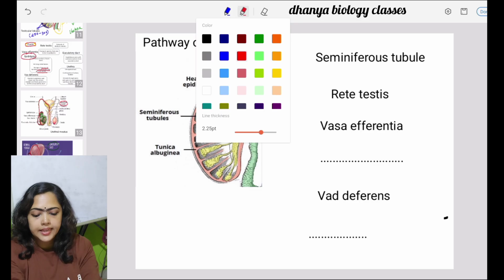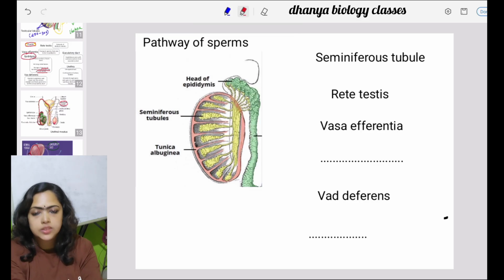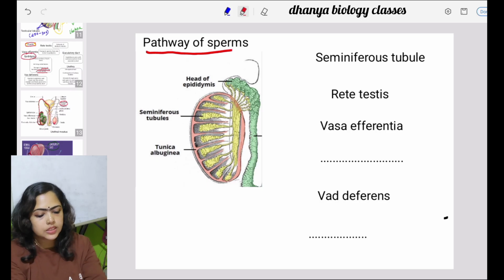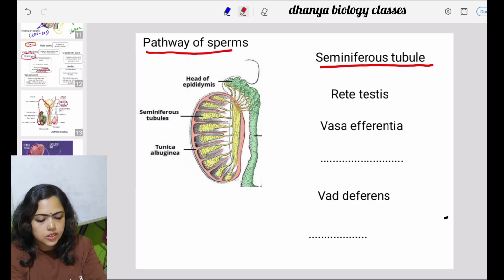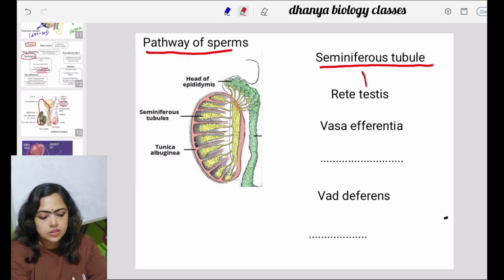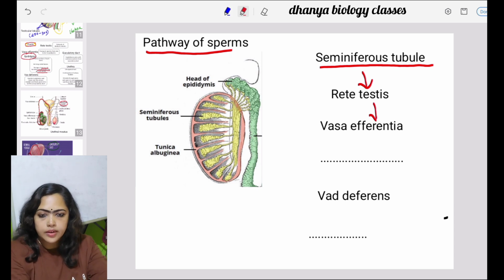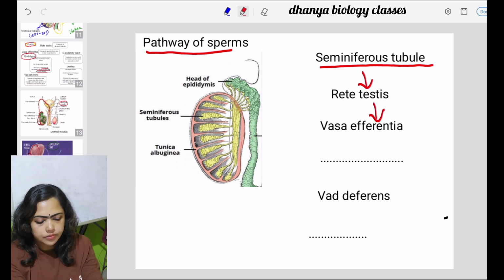Clear? And the next thing is the pathway of sperms. This we already discussed. The tubular part involved in the production of sperms is what? The seminiferous tubule, right? And from the seminiferous tubule, the sperms are transported to the rete testis, and from the rete testis they are transported by the vasa efferentia to where? Epididymis. Okay.